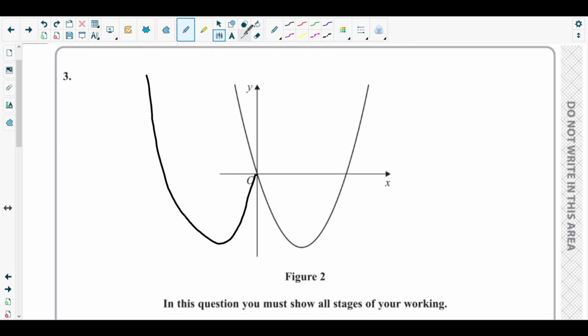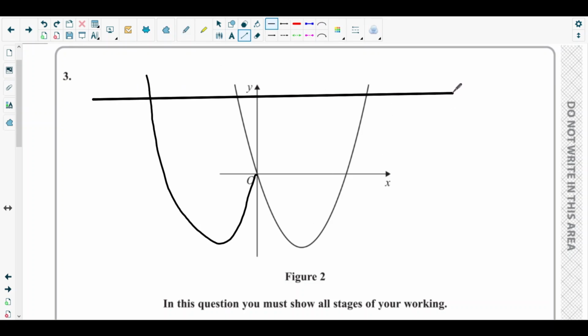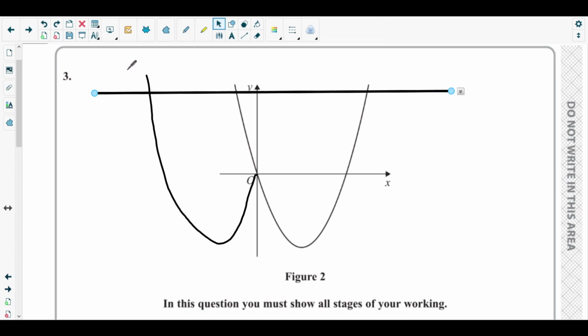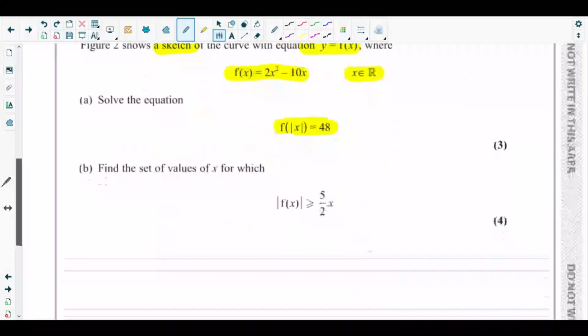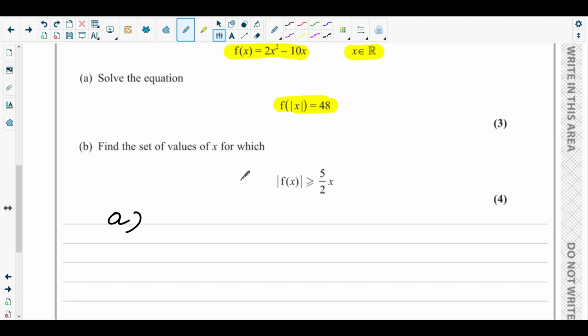Now they asked for f of modulus x equals 48. Let's suppose this is 48, and this part will get erased. Which part will get erased? This part will no longer be there, because of modulus x, so all the negative x ranges will disappear. So you will have only 2 points of intersection, and both are equidistant from the origin. Now let's go for the solution, part A.